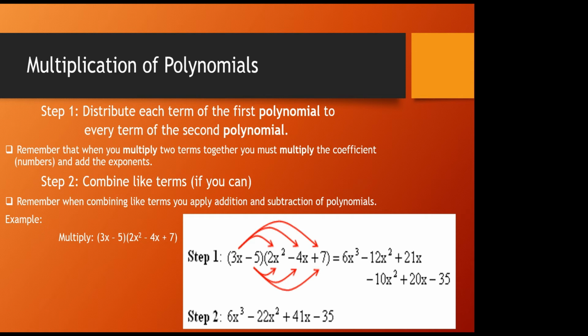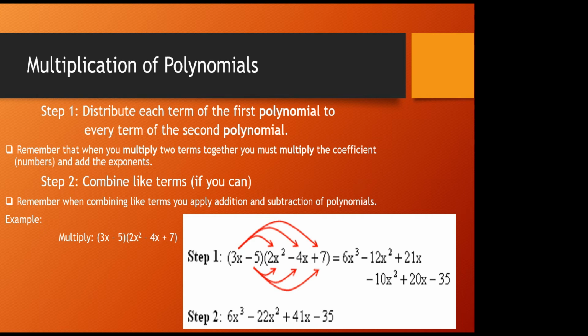We will go to negative 5. Negative 5 times 2x squared will give us negative 10x squared. Negative 5 times negative 4x is positive 20x. Negative 5 times positive 7 is negative 35. Step 2, combine like terms.